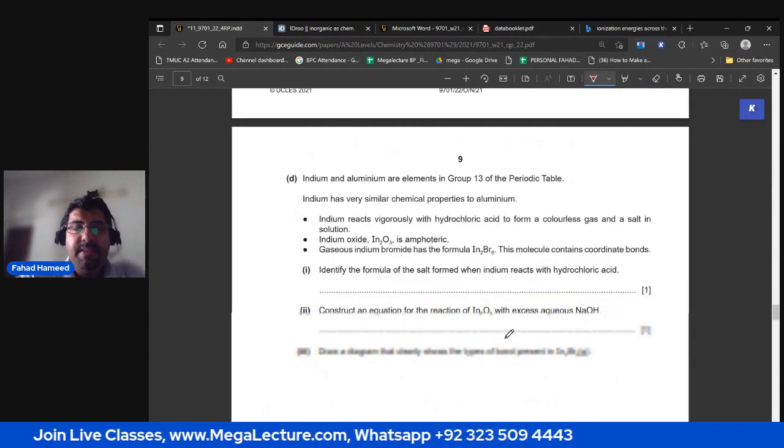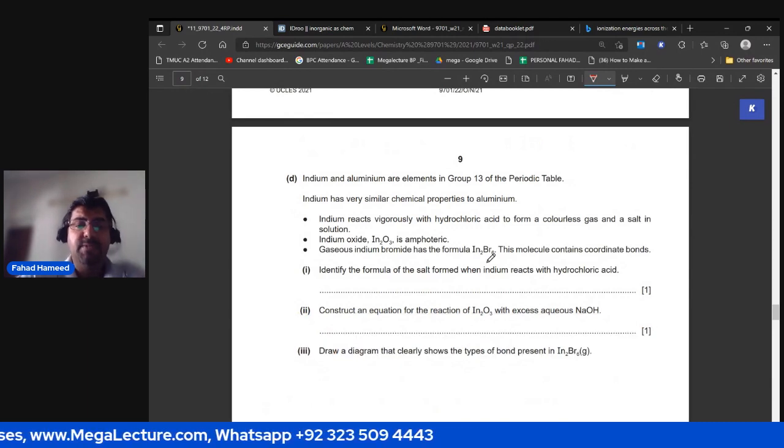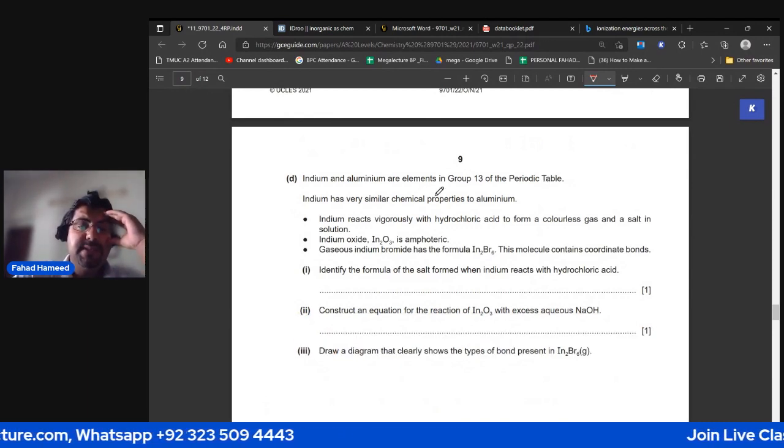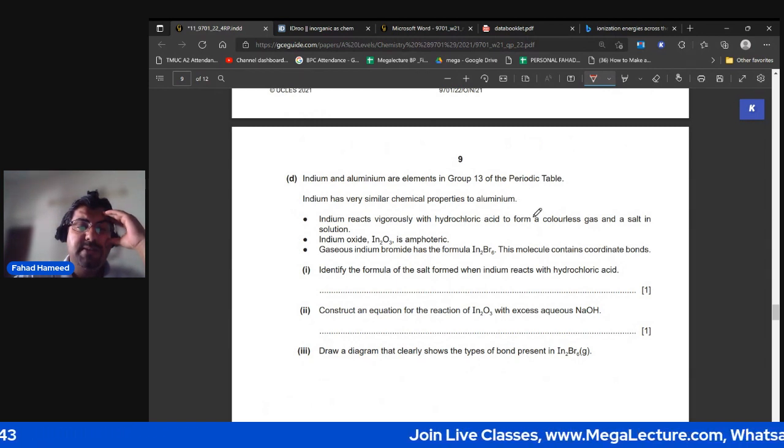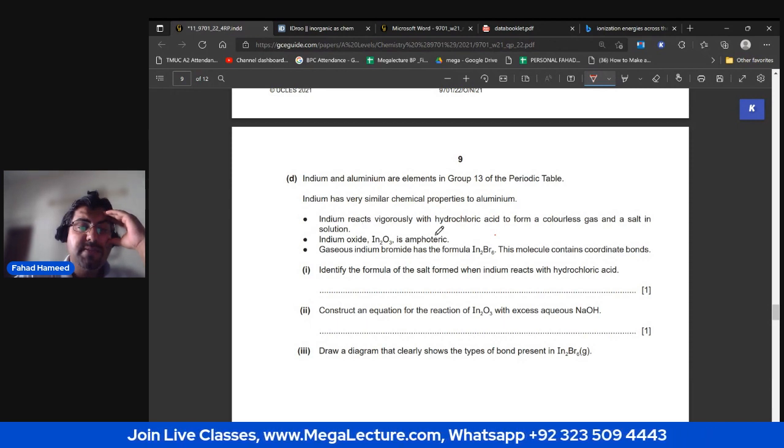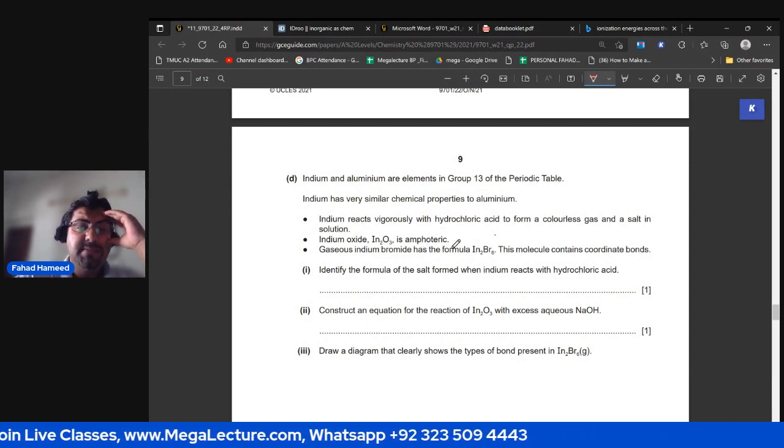Now, indium and aluminium are metals in group 13 of the periodic table. Indium has very similar chemical properties to aluminium. Indium reacts vigorously with hydrochloric acid to form a colorless gas and a salt in solution. Indium oxide is amphoteric. Gaseous indium has this formula.